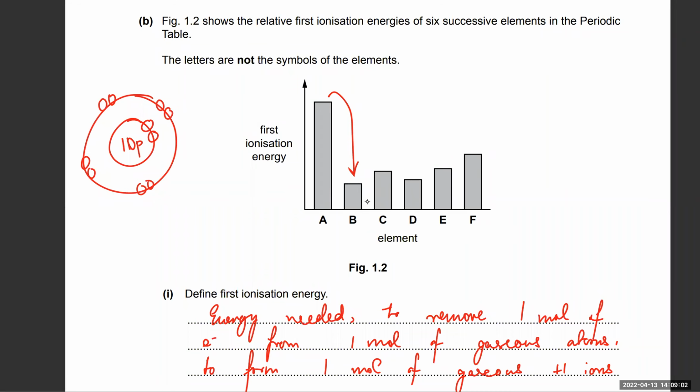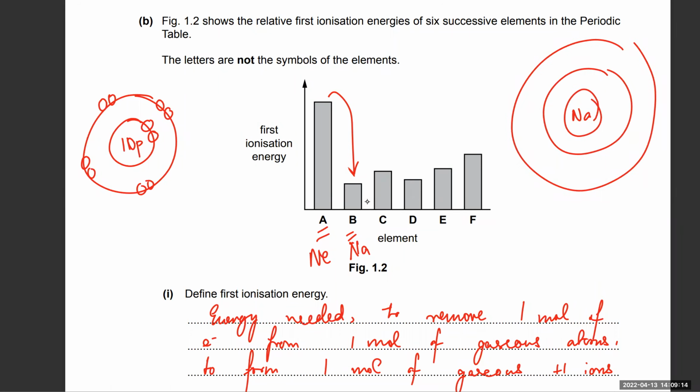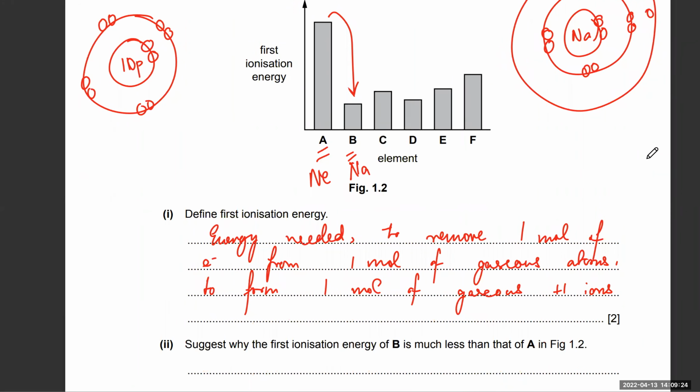Oh, so that's your A. That's neon, and let's call this sodium B, or assume that it's sodium. So sodium has 11 protons, but it's got 11 electrons. So the main reason why it's a lot easier to remove electrons from sodium is that the electron is really far away and it's more shielded. That's the reason.